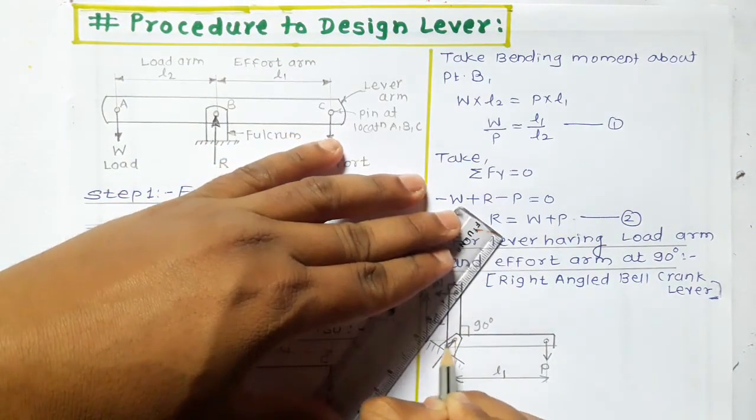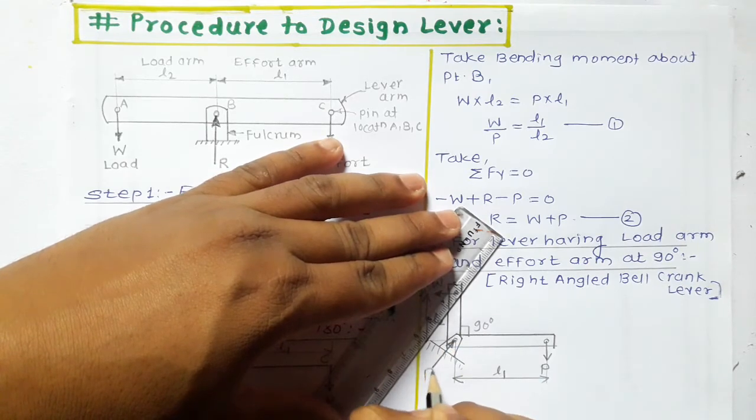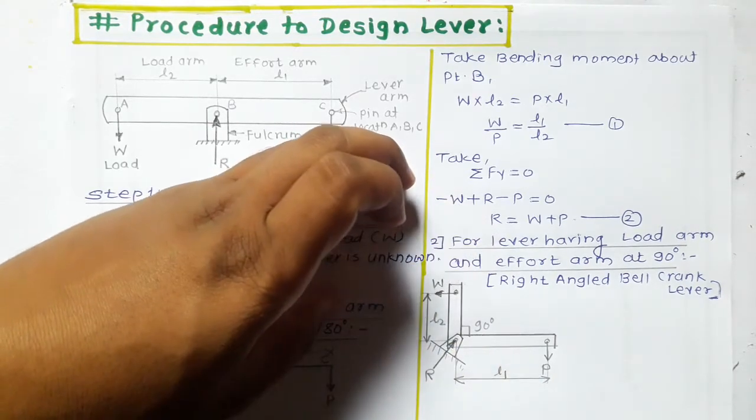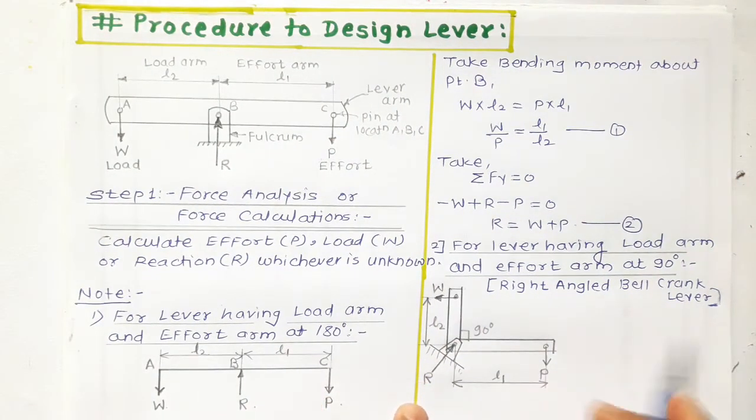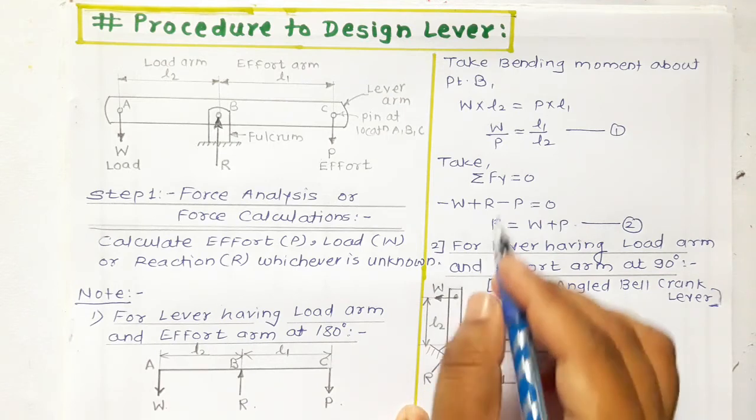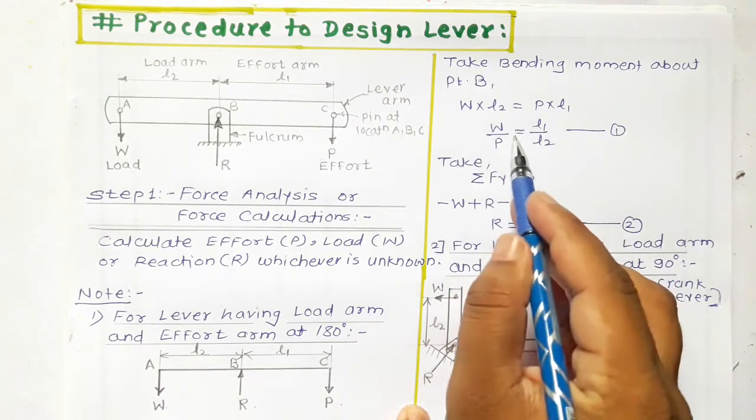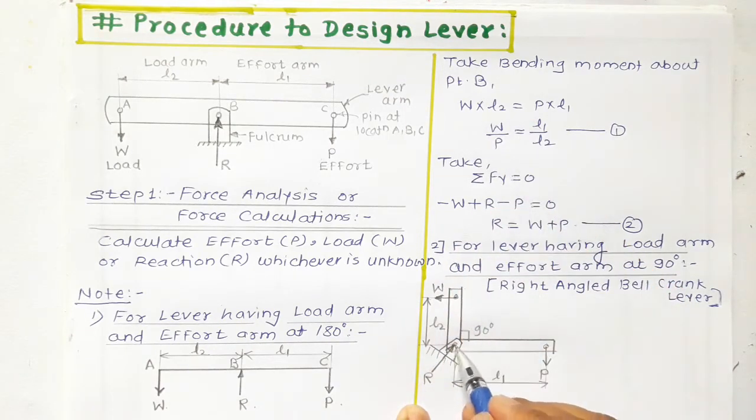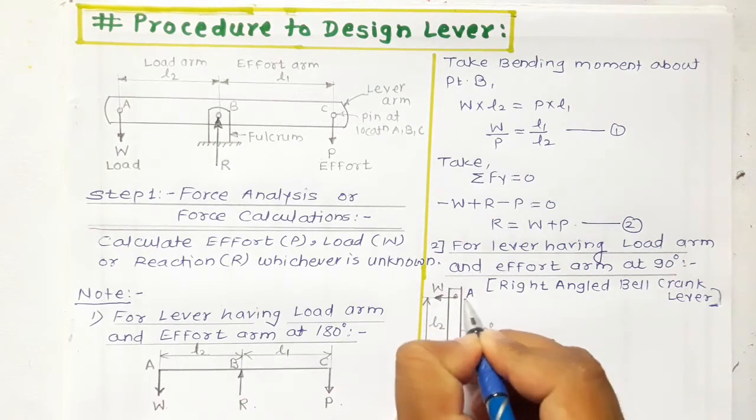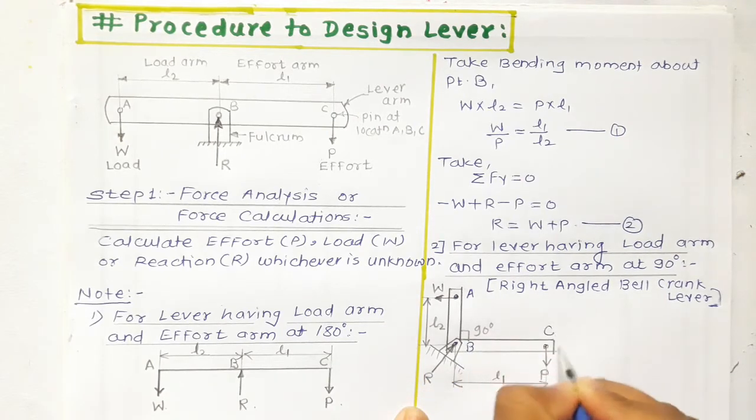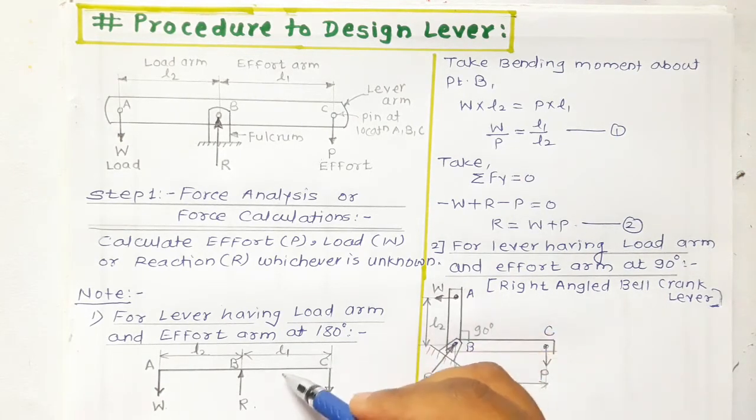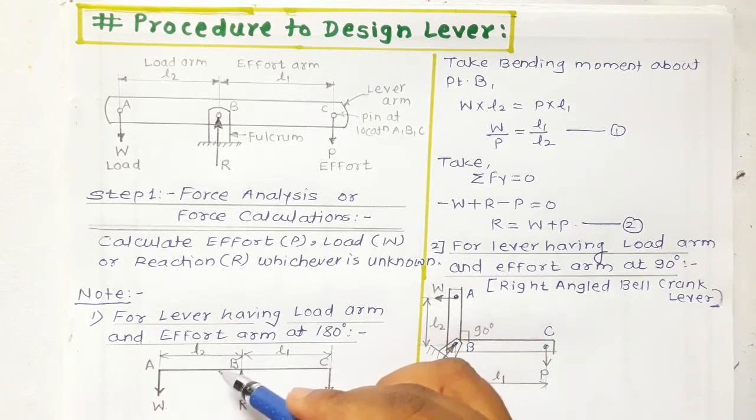So this will be the reaction at this fulcrum. First of all, we have to see the equation to find out either P or W. To find out P or W, we can use the same relation by taking the bending moment about this point B. Let us write this point A at which the W is applied, this is the point B at the fulcrum, and this is the point C at which effort is applied. Same as we have given the notations here.